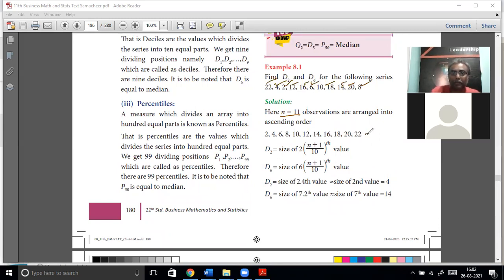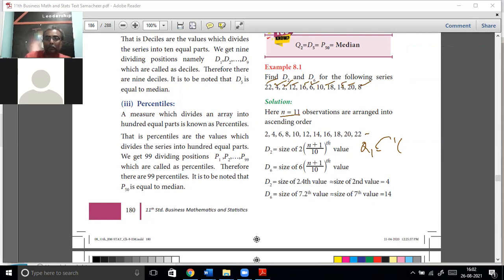So how much you have? n is equal to 11. So if you want Q1, then 1 into n plus 1, which is 11 plus 1, divided by 4. 11 plus 1 is 12. 12 by 4 is 3. Third value. So what is the third value? 6. So if you want Q1, you get 6.